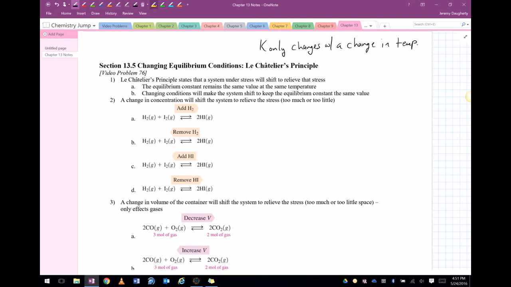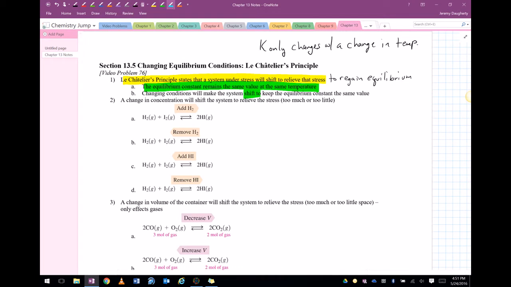So Le Chatelier's principle: a system under stress will shift to relieve that stress to regain equilibrium. Let's throw that in there. As I said, the equilibrium constant remains the same value at the same temperature. And changing these conditions is going to shift the reaction so that the equilibrium constant remains the same value.